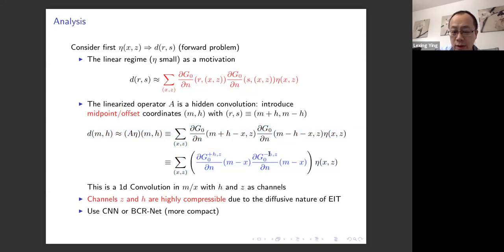Here h is the circular offset, and z is the radial direction, and they will appear as the parameters. So in fact, in the circular setting, the architecture will look a little bit like the third example.